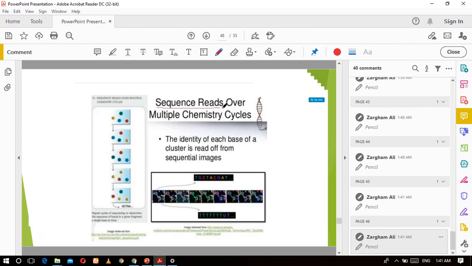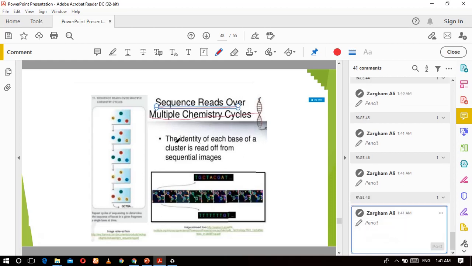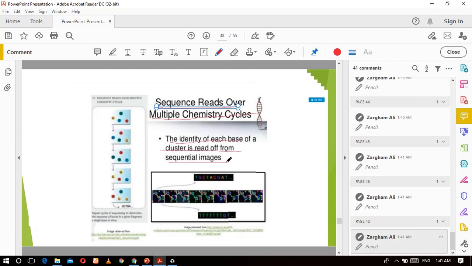After the sequence is read over multiple chemistry cycles, the identity of each base of a cluster is read off from the sequential images. With the help of these images, we can find the sequence of our bases. As we can see, each base is labeled differently, and it gives us the base information.